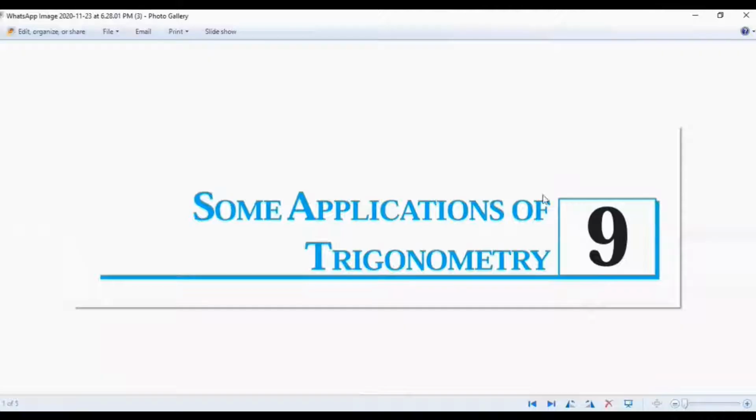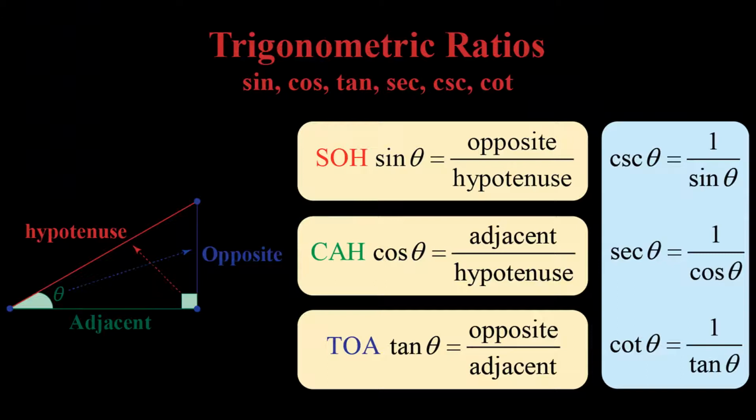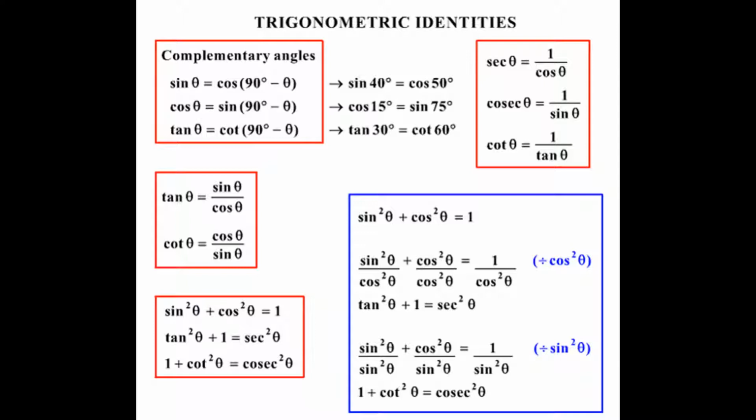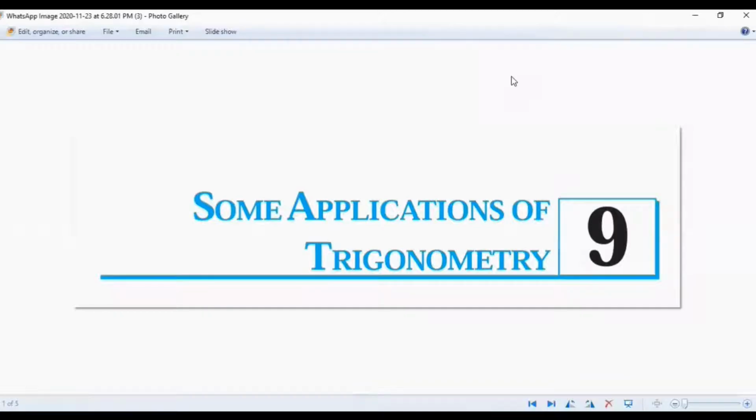Trigonometry. Some applications of trigonometry. So we have studied trigonometry and trigonometric ratios, the 6 trigonometric ratios, some trigonometric identities, and different questions based on the ratios we discussed in the first chapter, Introduction to Trigonometry. In this chapter, we will discuss some of the applications of trigonometry.